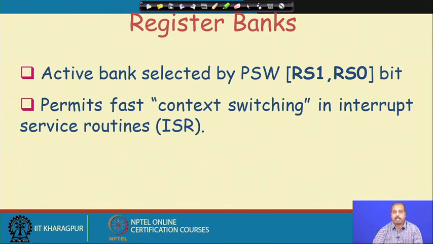So, these register banks, as we said, the active bank is selected by PSW's RS1 and RS0 bits, the register bank select 1 and register bank select 0 bits. This will permit context switching in an interrupt service routine. As I was telling, you can switch the context very fast without storing all the registers that the ISR is going to use; you can just switch over the bank. If you follow a policy that all the interrupt service routines will be using register bank 2 and the main routine will be using register bank 0, then there is no confusion in the saving of registers. That is not required at all. You can just switch the register bank.